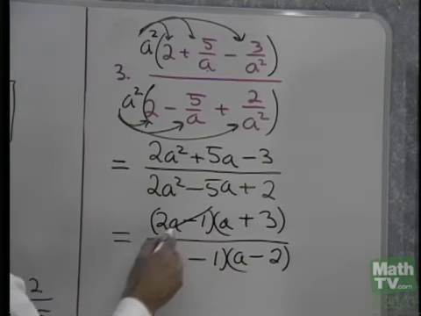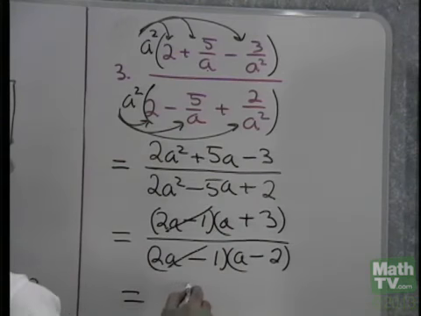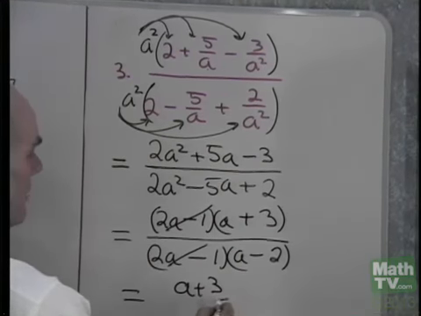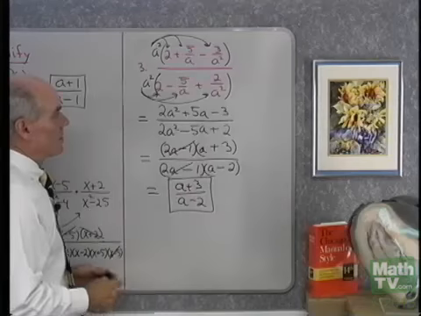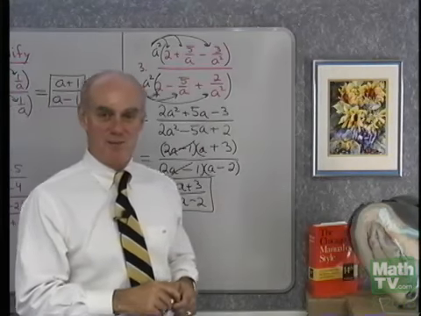Okay, so I see I have this factor in common. When I reduce to lowest terms, a plus 3 over a minus 2. So a couple of different ways to simplify some complex fractions.